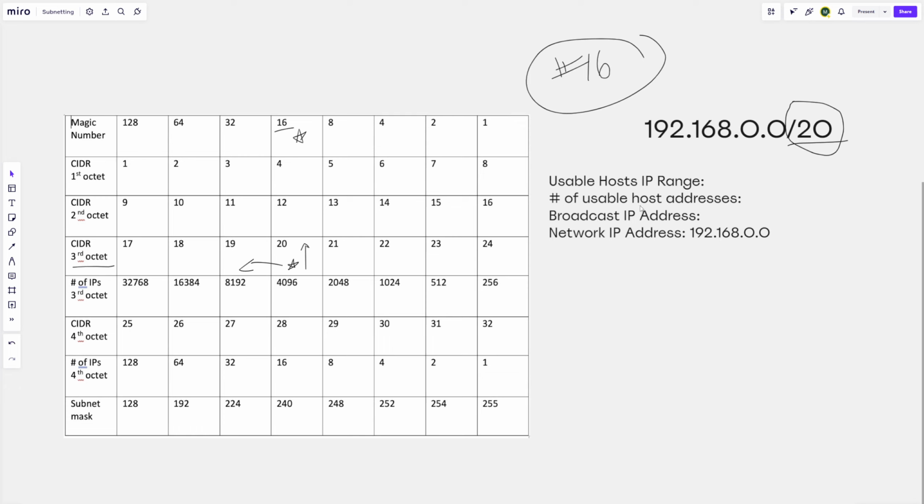Now we're going to try to find what the broadcast IP address is. That's a good step. So let's type that on here. Let's first do 192.168.0.0, our network IP address, to whatever our broadcast IP address is. All right, sweet. So let's find that out.